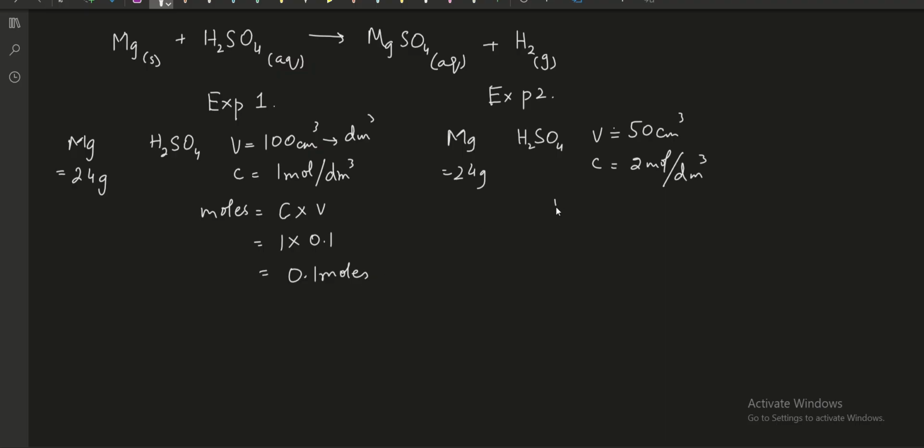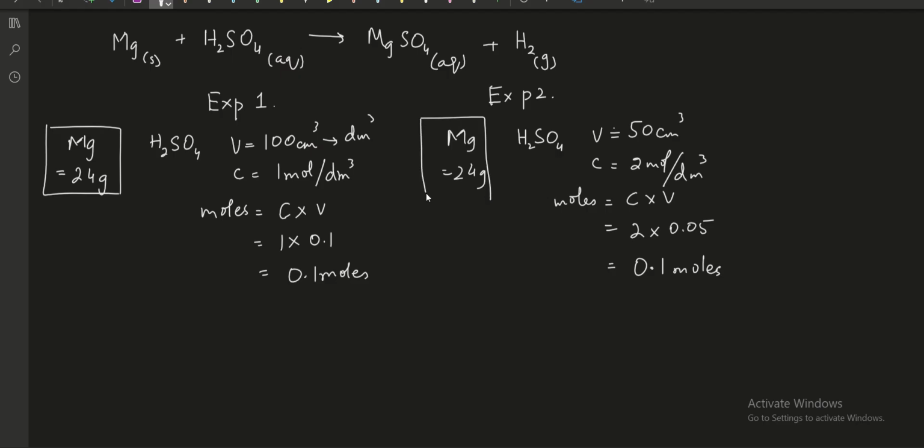And over here let's find out the number of moles again. Concentration multiplied by volume, it is 2 multiplied by 0.05, and we get the same number of moles. So in both the experiments you can see that we have the same amount of the reactants. We have the same amount of magnesium as well as the same number of moles of sulfuric acid.